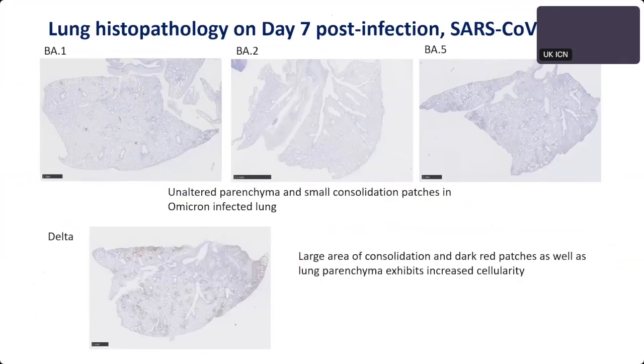So this is lung histopathology slides. This is also telling a similar story. In BA1, BA2, BA5, it's a small consolidation and unaltered parenchyma. But in Delta, you can see the brown patches, that is viral protein. So Delta has high viral load and uneven lung parenchyma with increased cellularity.